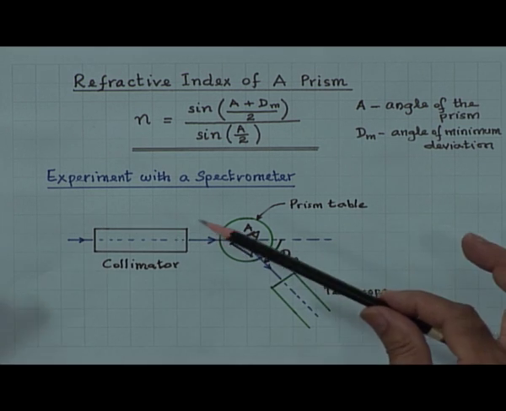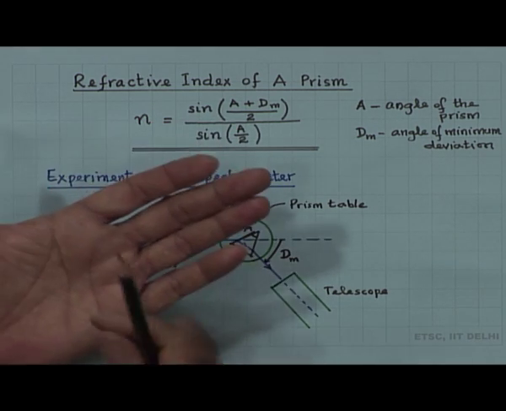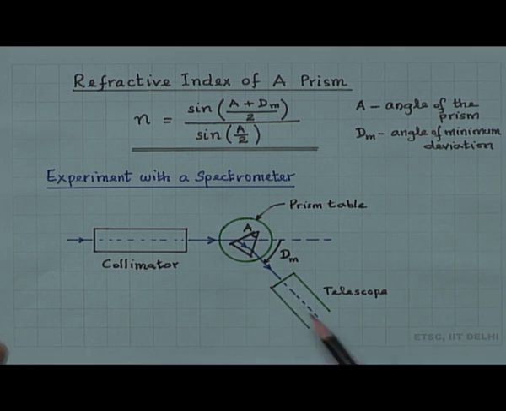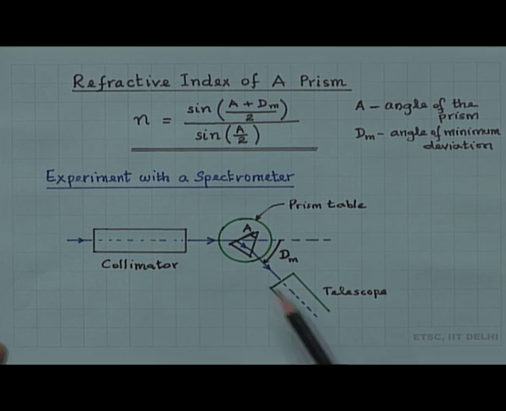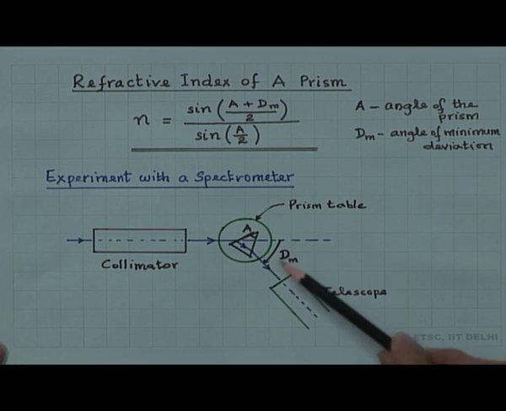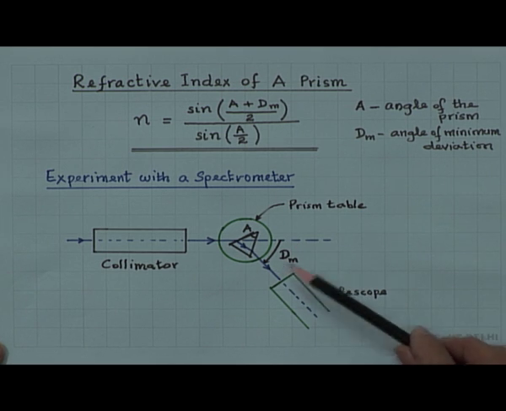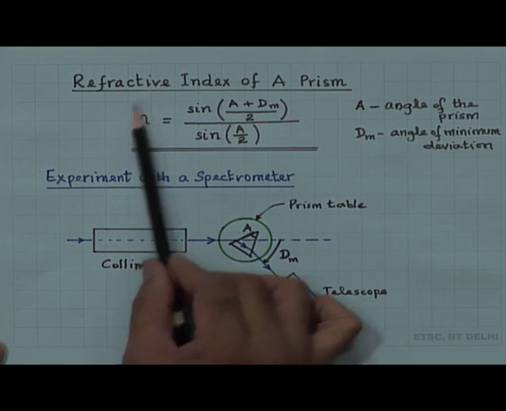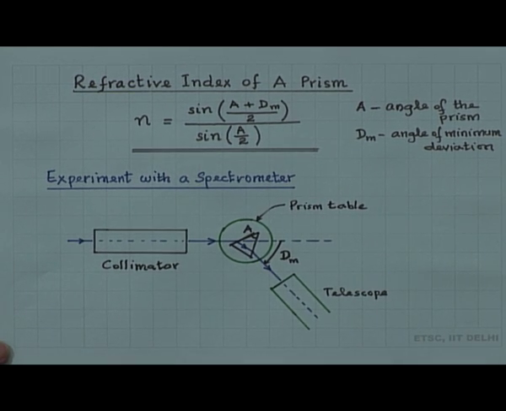This is the top view, looking from the top. There is a prism table on which you place the prism, and light passes through the prism and refracts, and the refracted light is seen by a telescope. There is a telescopic arm through which you can observe the refracted ray. So, using this arrangement, one can determine the angle of minimum deviation. Practically, one can measure the angle of deviation, and of course the angle of prism A can also be measured, and the refractive index of the material of the prism can be determined using this formula very accurately.